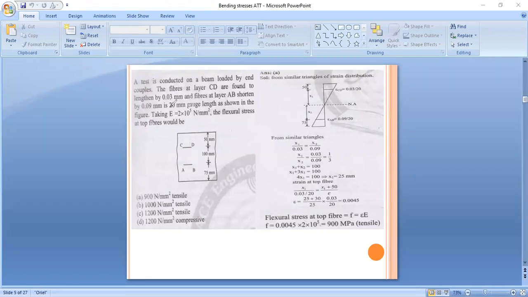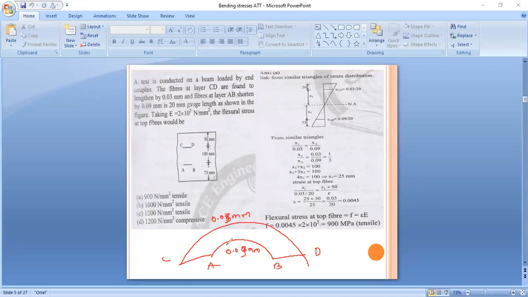Now here AB and CD, two portions are given. At the CD portion, length is increased, and at the AB portion length is shortened. So our bending nature is likewise. This is the CD portion and this is the AB portion. Fibers are found to be lengthened here by 0.03 and shortened here by 0.09 mm.